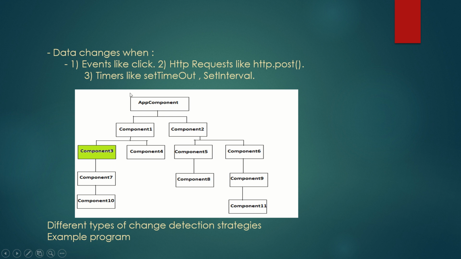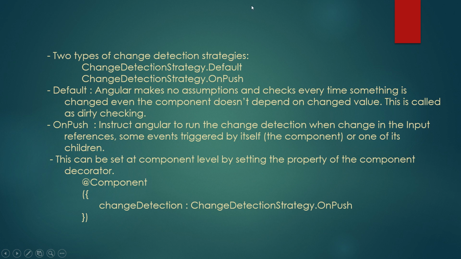But this degrades the performance of the application. Suppose the application has thousands of components. Even for a single property change, Angular has to run this change detection process through all these thousands of components, which degrades the performance. So we can use change detection strategies to control this change detection process. In Angular, we have two types of change detection strategies. One is default, the second one is OnPush.